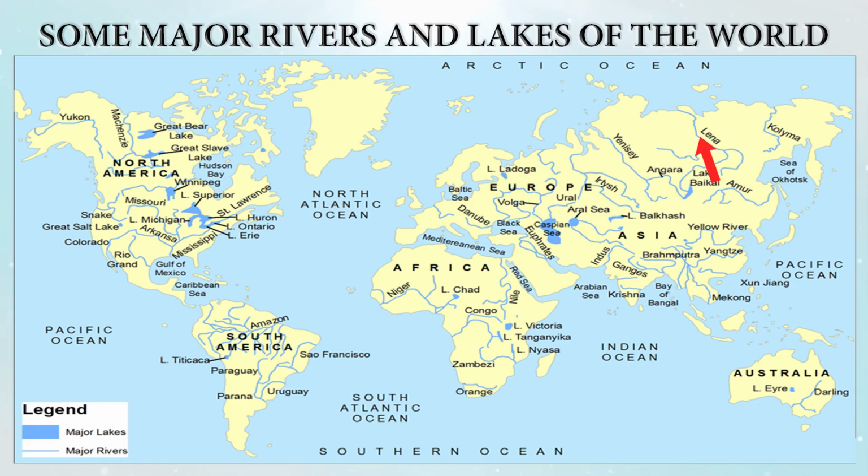Yenisei, Lena, etc. So you can go through the Oxford School Atlas and see the position of the rivers, where they originate and where they drain. So you can do a detailed study regarding these rivers with the help of your atlas.